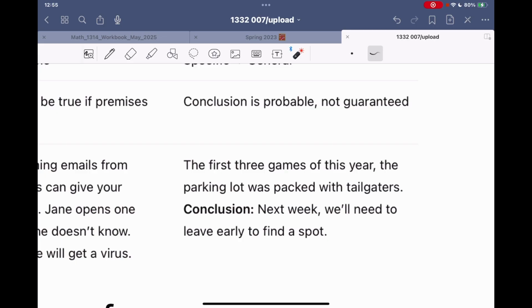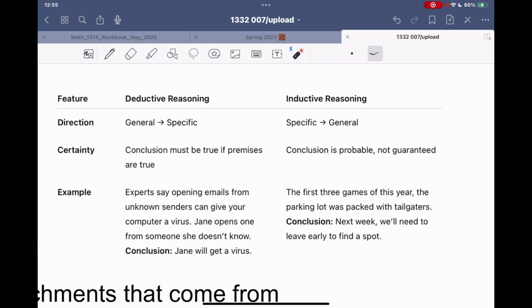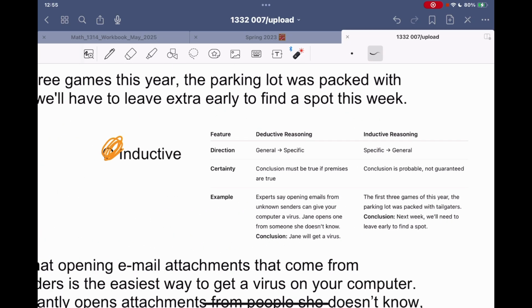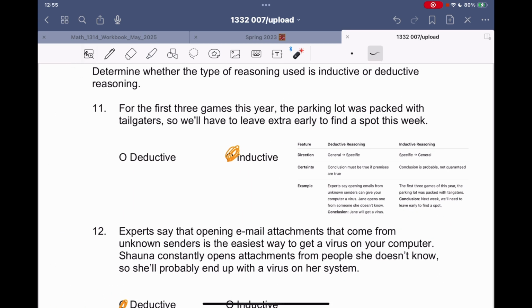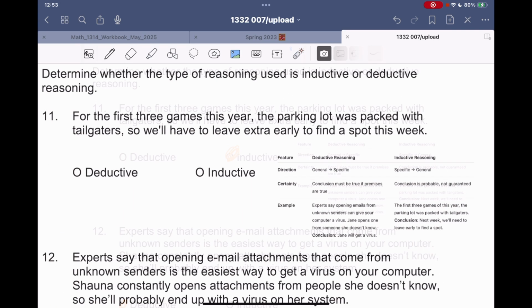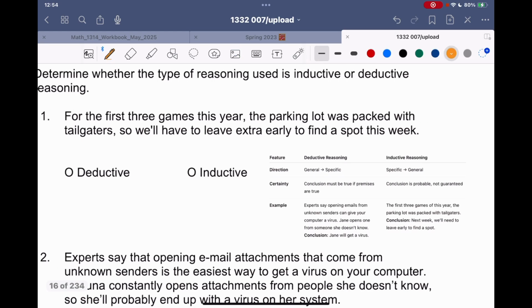The first 3 games of the year, the parking lot was packed with tailgaters. Conclusion, next week, we'll need to leave early to find a spot. It's not guaranteed that there's going to be tailgaters, but that's an example of inductive reasoning. The type of reasoning used is inductive or deductive. So the first 3 games of the year, the parking lot was packed with tailgaters, so we'll have to leave extra early to find the spot. This is going to be inductive. This is just like thinking through the real world scenario.